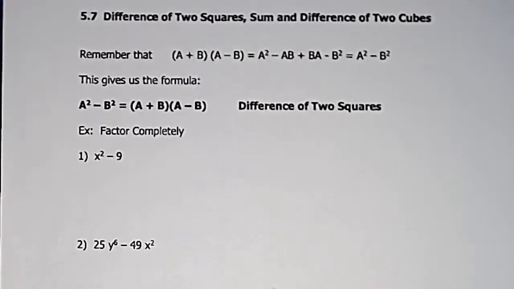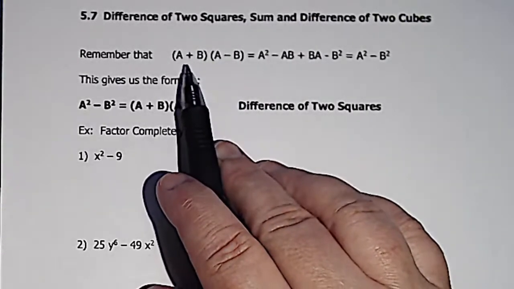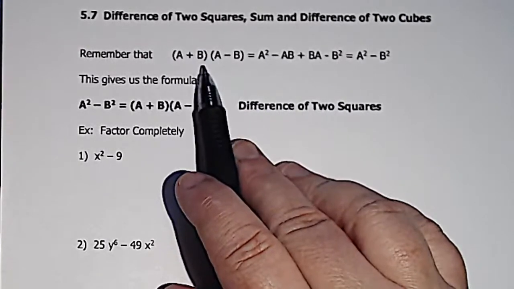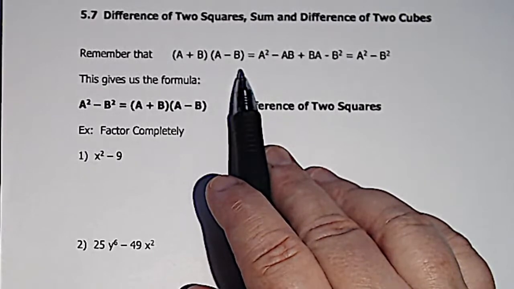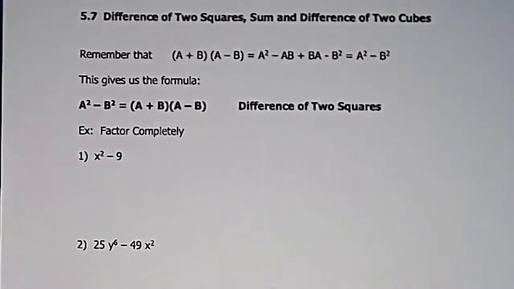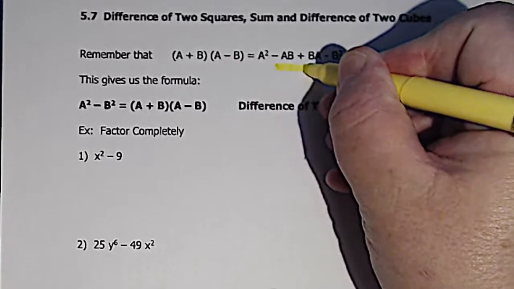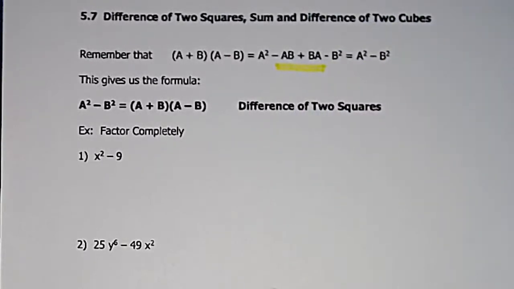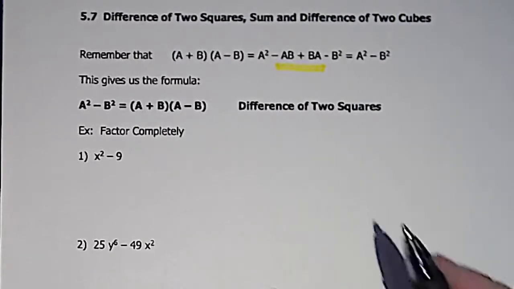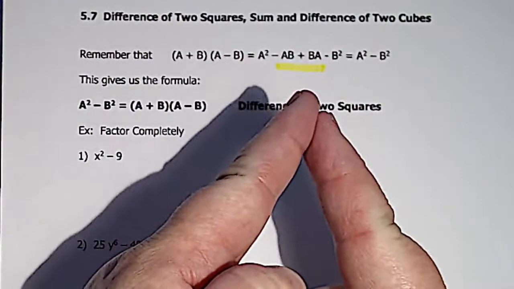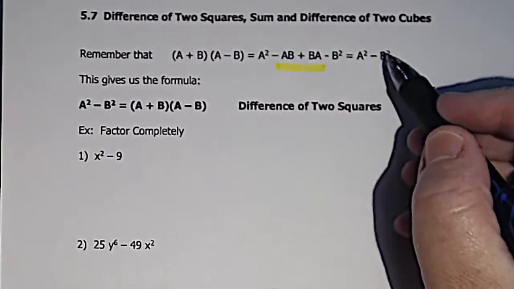So we're going to start off with this wonderful formula, a plus b, the quantity a plus b times the quantity a minus b, ends up giving us this polynomial if you FOIL it, and you have an a squared minus ab and then plus ba. And those two, with my magical yellow highlighter, those two terms cancel. They get smaller. And we end up with just a squared minus b squared.